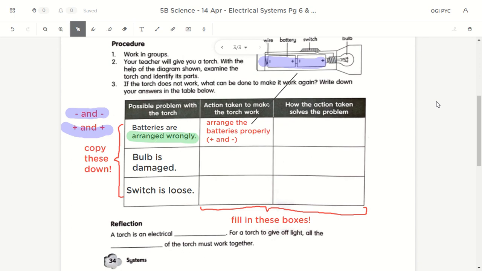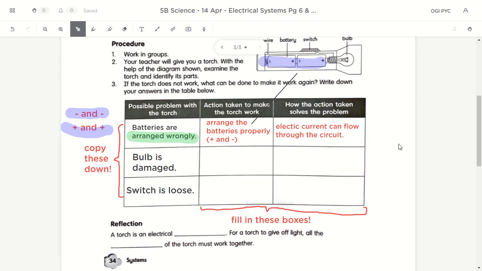Okay, so if the batteries are arranged wrongly, all you need to do is to arrange the batteries properly, put the positive terminal and the negative terminal together, facing each other. So how does the action solve the problem? When you put the batteries properly, the electric current can flow through the circuit. Okay, so this is what happens.